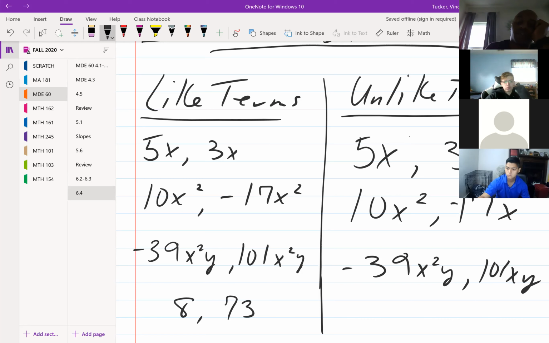So unlike terms, if anything's different in your variables, then you cannot add them or subtract them from each other. So 5x and 3, 10x squared, negative 17x, and then negative 39x squared y and 101xy. If anything's different, any variable different, any exponent is different, then you cannot add them or subtract them from each other.